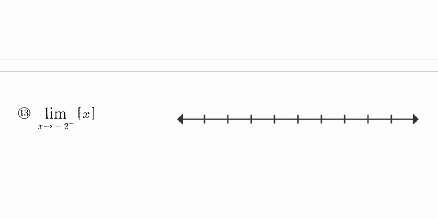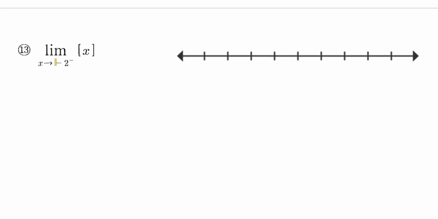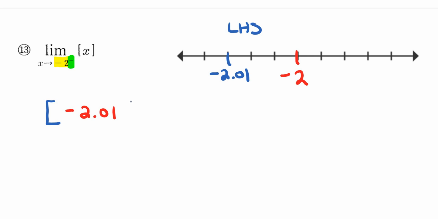Okay, moving on to question number 13. This time we're approaching negative 2. So let's put negative 2 on the number line, and we're approaching it from the left-hand side, right? So here's my left-hand side. Maybe we'll have negative 2.01. And if we complete a direct substitution here, negative 2.01, we always round down to the first integer on the left-hand side. So if I keep on going this way to the left, the first integer that comes up is negative 3, right? So my final answer here is negative 3.